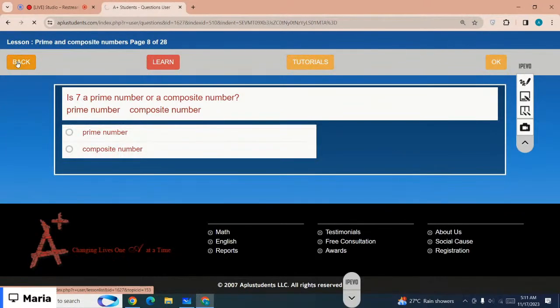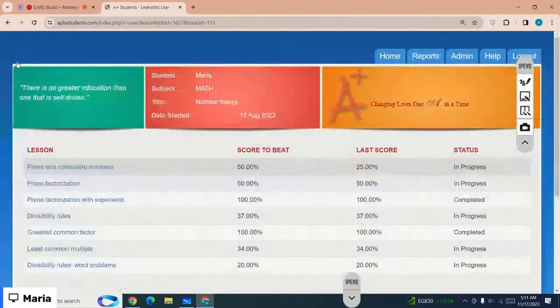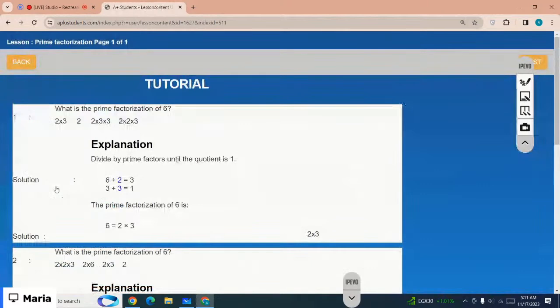Let me just move on to the next lesson. The next lesson is prime factorization. Prime factorization means you need to factor a number, right? And all the factors you make must be prime. For example, what is the prime factorization of 6?